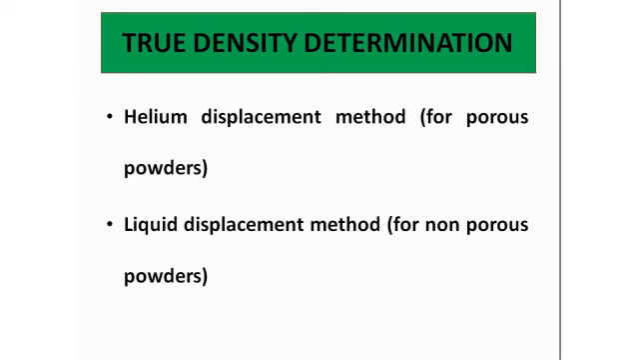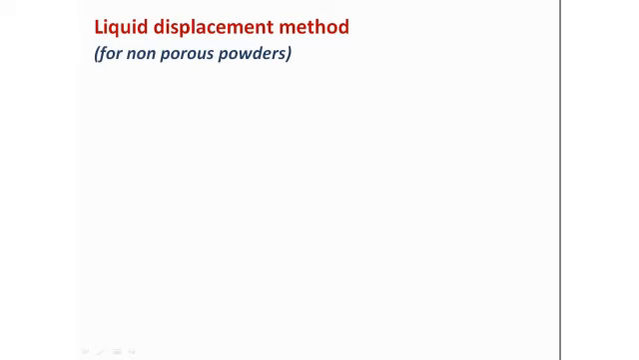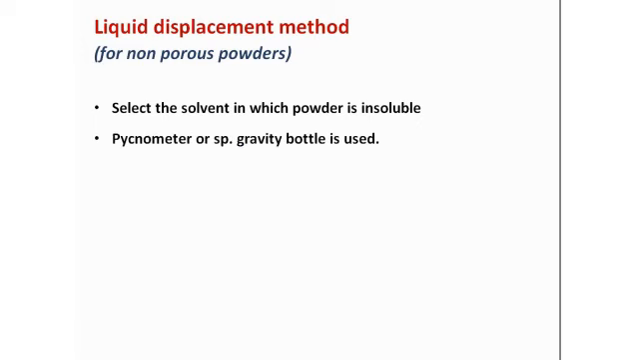As the name reveals, liquid is going to be used in this process, and it is generally performed for non-porous powders. So how are we going to do it? First of all, you have to select the solvent in which the powder is insoluble. Here I am referring to the drug powder, right? Suppose the drug is hydrophilic, then we have to select a hydrophobic solvent, for example oil, or any organic solvent, right? A pycnometer, or specific gravity bottle, is used in this method.